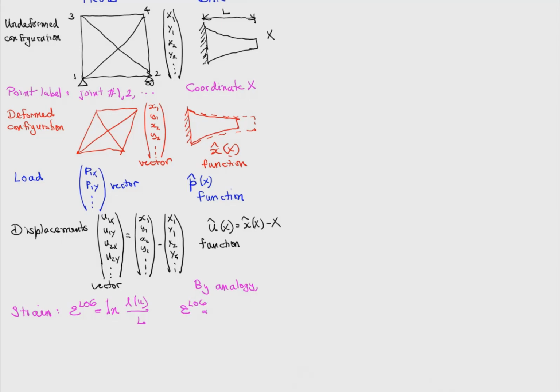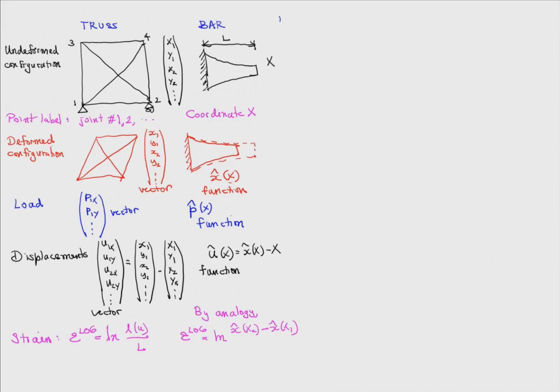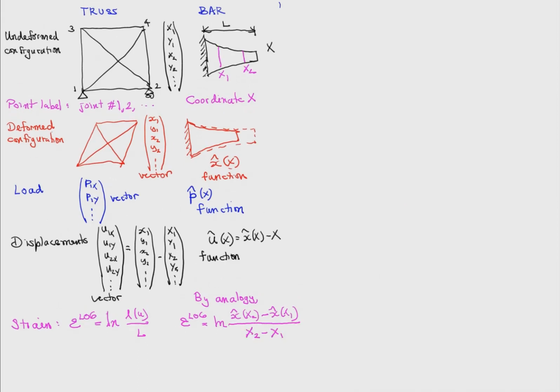By analogy, we can define strain in the bar as the logarithm of x hat of x2 minus x hat of x1 divided by x2 minus x1, which in the limit becomes the logarithm of little x hat prime of uppercase X, which we can write as the logarithm of 1 plus u hat prime of x.